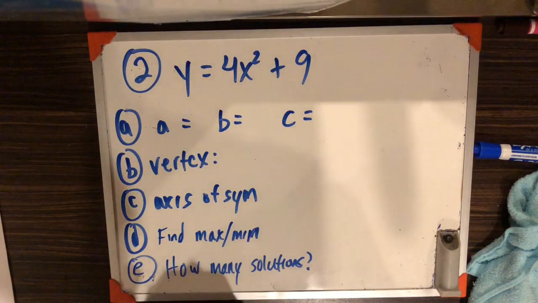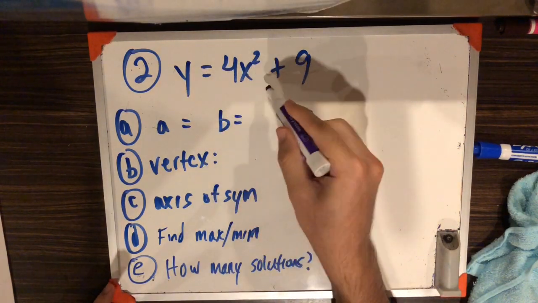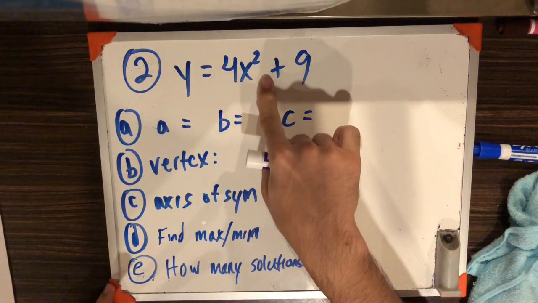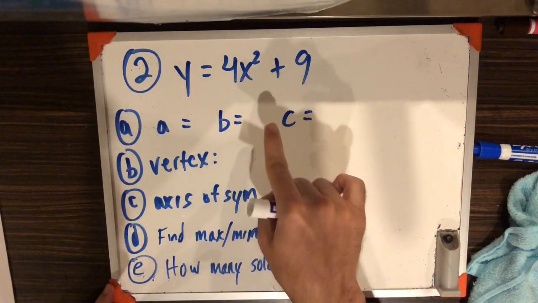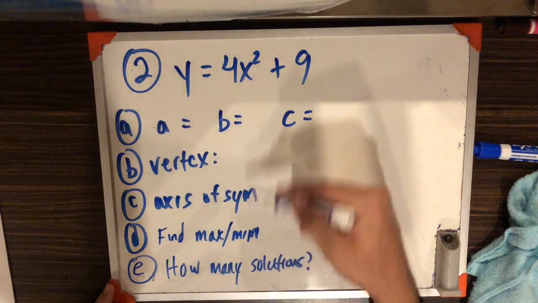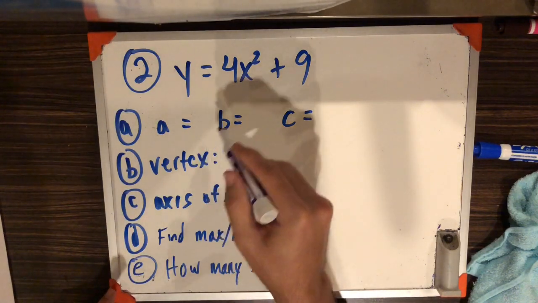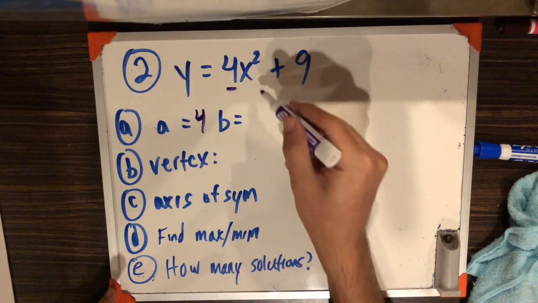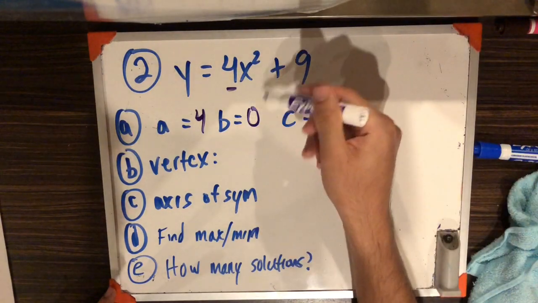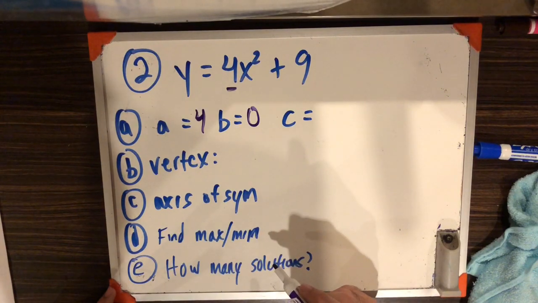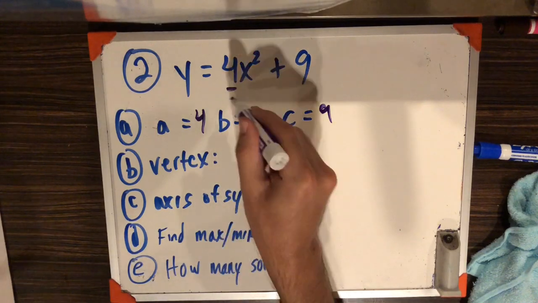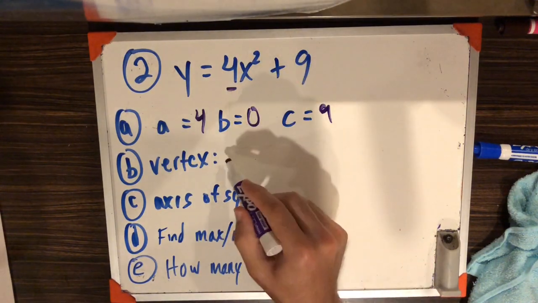All right, for number 2. For number 2, we have y is equal to 4x squared plus 9. Now we notice there's something missing, that b is missing, okay? Now this is in standard form, okay? Let's go ahead and write what our a, b, and c is because it'll help us throughout all these problems as well. Now a would be 4, b is missing, so b would be just 0, right? 0 times x is 0, and we don't see that within our equation. C would be 9.